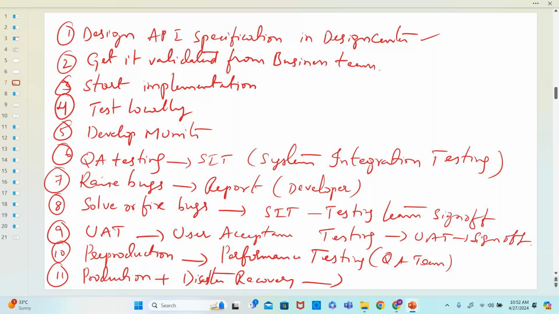Now, if we don't communicate it to the business team and don't get it validated, what happens is finally there may be a change, and you developed everything and the entire thing will be a waste of time. Exactly, for that reason it is always a good practice, as soon as you design your API specification, to get it validated from the business team.